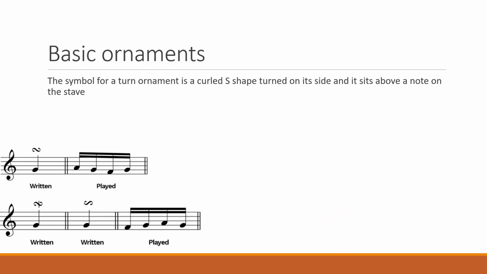Another one you can see in your sheet music, which is the last thing, is a turn. It's called a turn, and it is a slurred S shape on the side, and sits above a note of the staff. And you have two types of turns. You can also have a turn with a stripe to it.